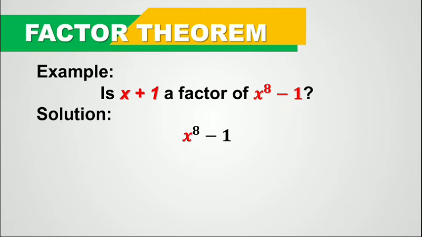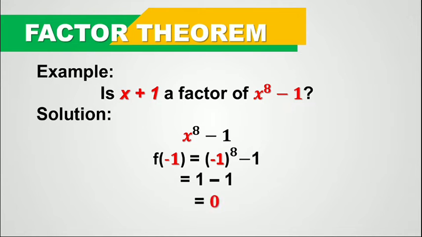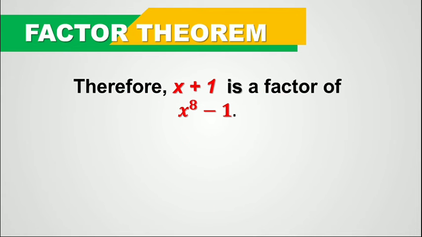Let's substitute the value of r, which is negative 1. So f of negative 1 is equal to negative 1 to the power of 8 minus 1. Negative 1 to the 8th power is just equal to 1. So 1 minus 1 is equal to 0. Since our f of negative 1 is equal to 0, we could say that x plus 1 is a factor of x to the power of 8 minus 1.